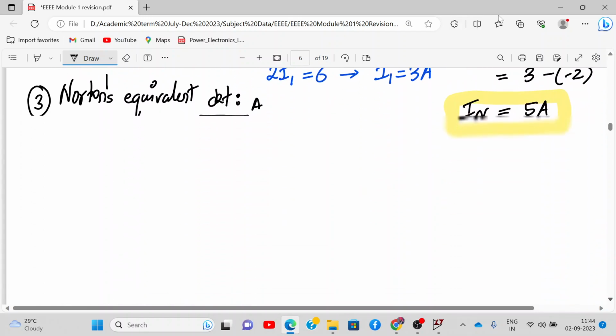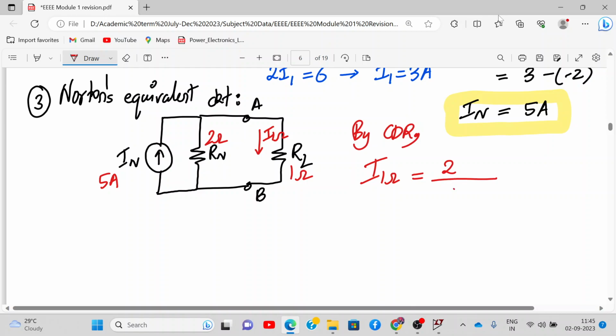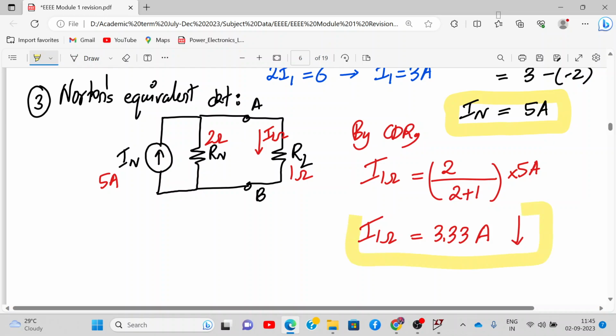Now IN is 5 amperes. What was Rn? 2 ohm, no? And RL is how much? 1 ohm. Now calculate I of 1 ohm from here. By CDR, current division rule, other resistance, that is 2 divided by 2 plus 1 into 5 ampere current source. So I of 1 ohm will be how much? 3.33. Just cross check, and it's going down. Got it? This is the answer.